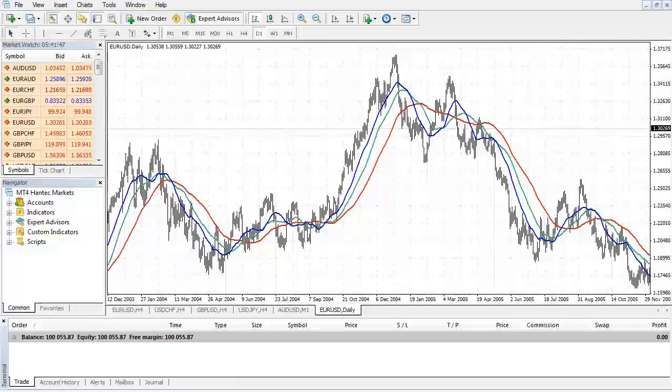Well, this has been a very basic introduction to moving averages. They're a very useful tool, but you will benefit if you play around with the parameters and try out some of the different techniques we've mentioned in the video. Good luck.